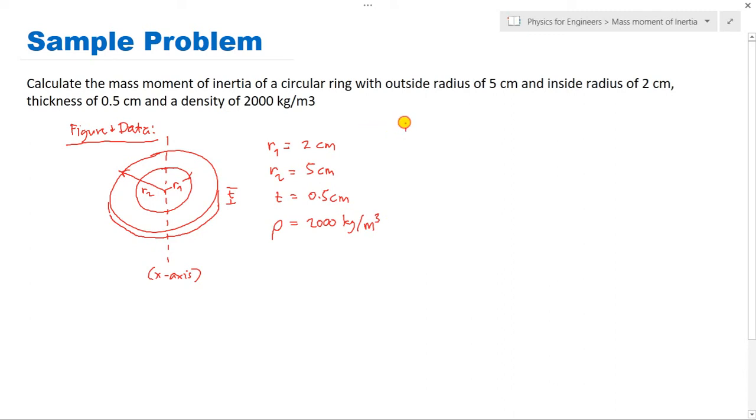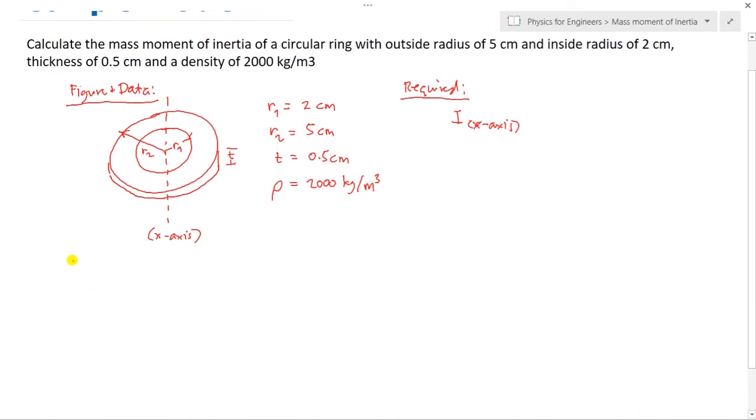Okay, ang required here, so required is we're going to find the mass moment of inertia, I at the x-axis. Okay, so solution. So from our previous derivation, we all know that the mass moment of inertia for a ring is equals to its mass divided by 2, then the sum of the squares of the inner radius and the outer radius. Okay, so we have inner radius, we have outer radius, but we don't have mass.